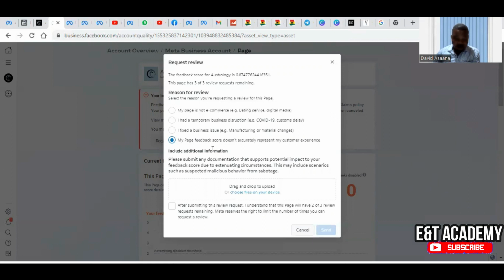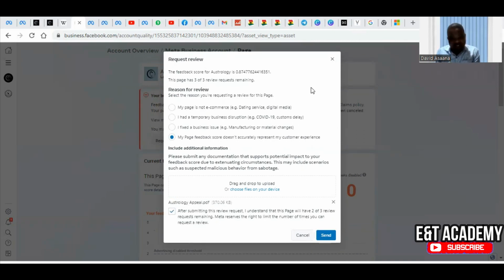So after selecting one of them, they will say, please submit any documentation that supports the potential impact to your feedback score due to extenuating circumstances. This may include scenarios such as suspected malicious behavior or sabotage. So we are also supposed to click here after submitting this one. I understand that this page will have 2 of 3 review requests remaining. Meta reserves the right to limit the number of times you can request review. So I've selected the reason.